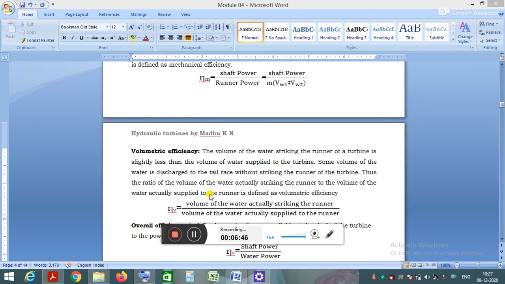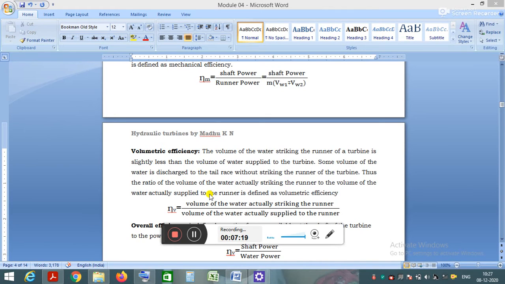The next is volumetric efficiency. All the water which is supplied to the inlet of the turbine doesn't strike the turbine blades. Some water is released to the tail race without striking the blades. Therefore, the ratio of the volume of water actually striking the runner to the volume of water actually supplied to the runner is called volumetric efficiency.